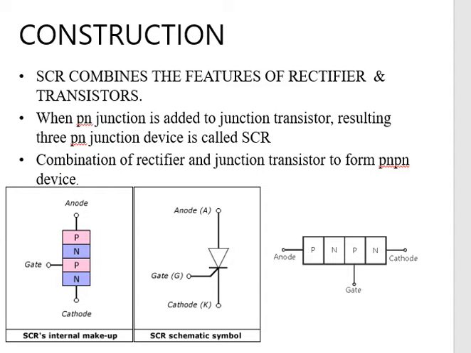Next, we are going to see about the construction of SCR. SCR combines the features of rectifier and transistors. The rectifier performs the conversion of AC to DC voltage or current, etc. When a PN junction is added to a junction transistor, the resulting three PN junction device is called SCR. SCR is a three junction device. The combination of rectifier and junction transistor forms a PNPN device. This forms SCR.